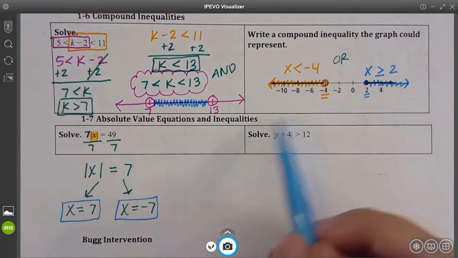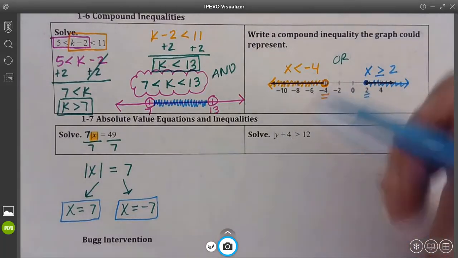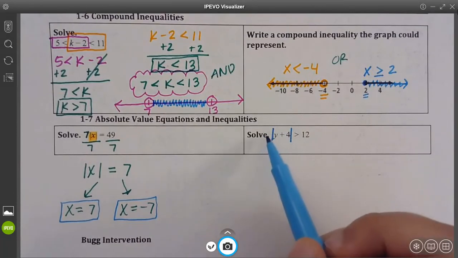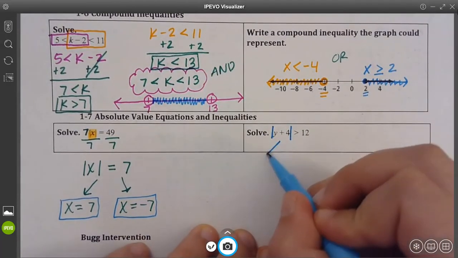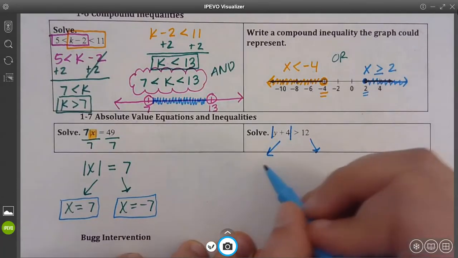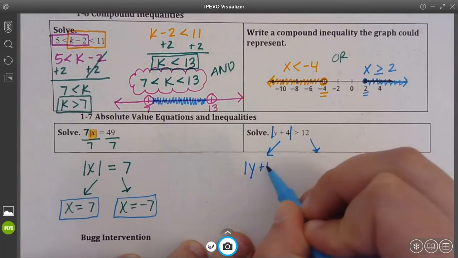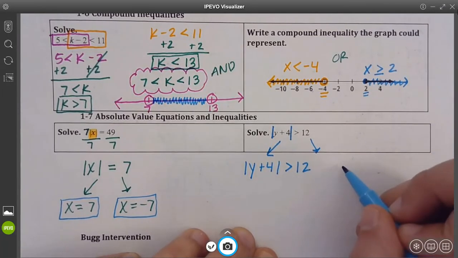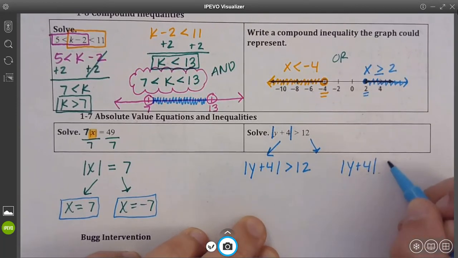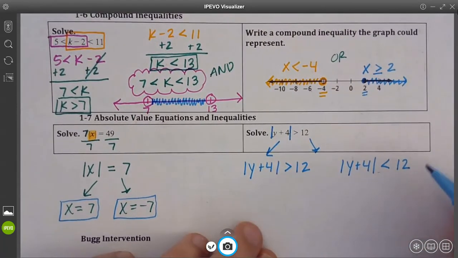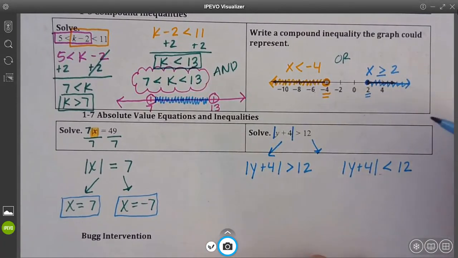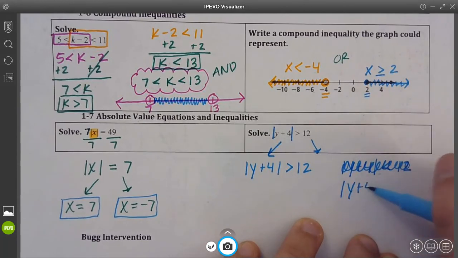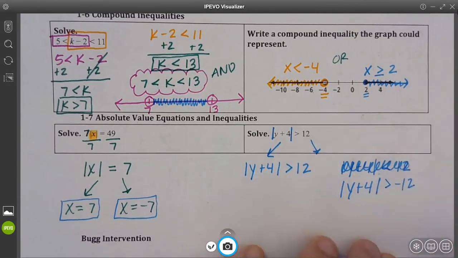We can do something similar for this equation over here. Notice this time the number in our problem is inside the absolute value bars. If I don't have anything on the outside, then I'm going to go right away into splitting this up into my two problems. y plus 4 is greater than 12, or y plus 4 is less than 12. Oh, nope, that's not what I meant to write. I meant to write, don't switch the signs, y plus 4 is greater than -12.